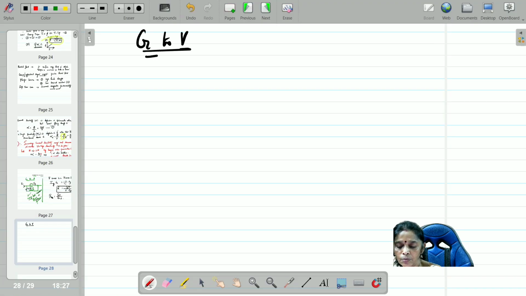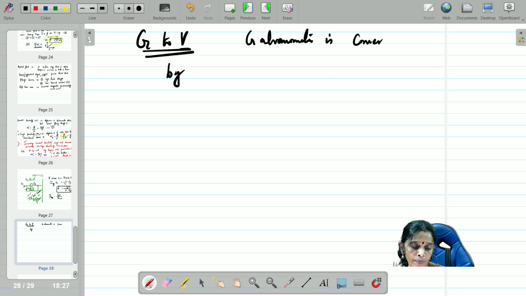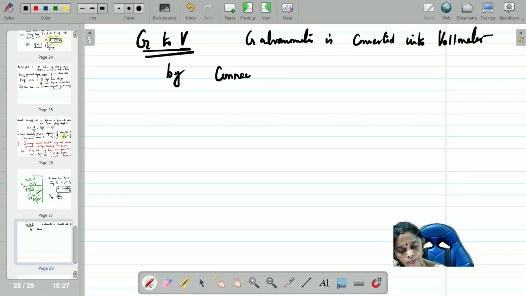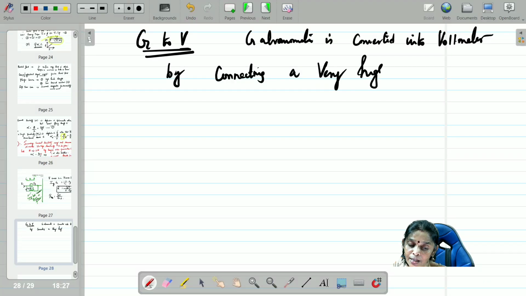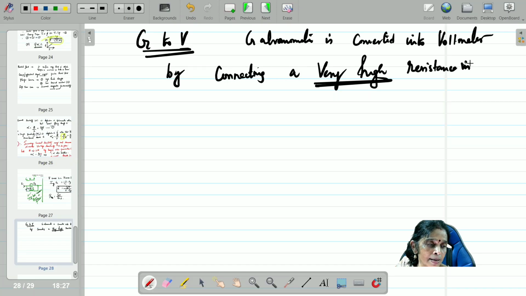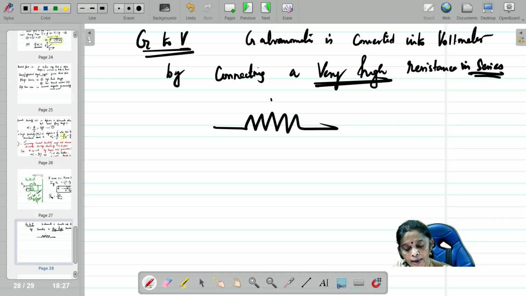Galvanometer to voltmeter. G to V is voltmeter. By connecting a very high resistance, the galvanometer is converted into voltmeter. This is a keyword, children. There it is very low, here very high resistance in series. See, I am connecting very high resistance in series with the galvanometer.